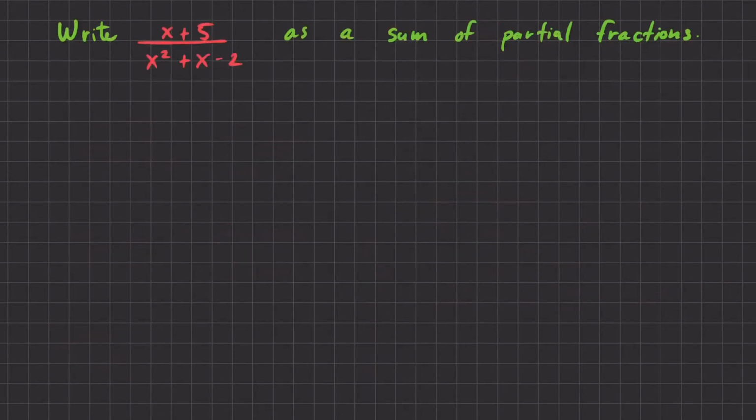Okay, let's try this example. We've got x plus 5 over x squared plus x minus 2. And if we were asked to integrate this, my guess is that we would struggle. So let's see if we can split it up into something that's a little bit easier to integrate. So, in other words, I'm going to write it as what we call partial fractions, okay? So, the first thing I want to do is factor the denominator.